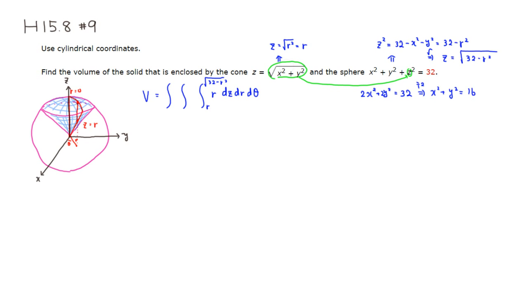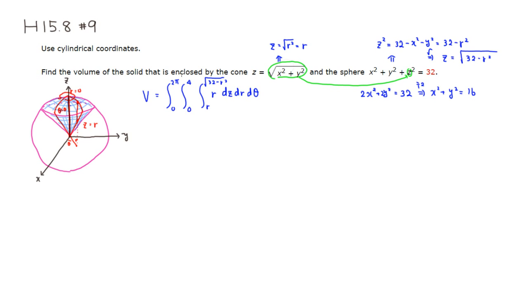So the radius is going to start from 0 and end up at 4, because the radius from here to there is going to be 4. Then, since we have to go all the way around, you start from here, so theta is going to be 0 there. Then you have to go all the way around once to cover the entire solid, so theta is going to go from 0 to 2 pi. Alright, so we got that.